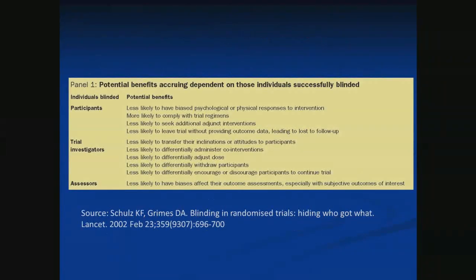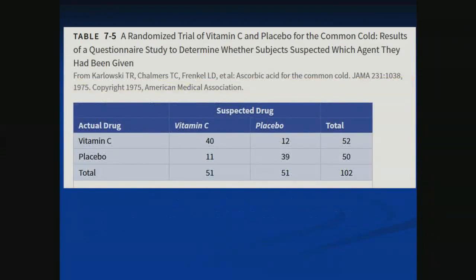I'm not going to go through this, but this is in the slides in case you wanted to look at it later. Just potential benefits accruing as a result of blinding. So what benefits the participants receive from this, the trial investigators, the assessors. This is pretty intuitive, right? So less likely to have biases. Okay, but let's look more interestingly at an example.